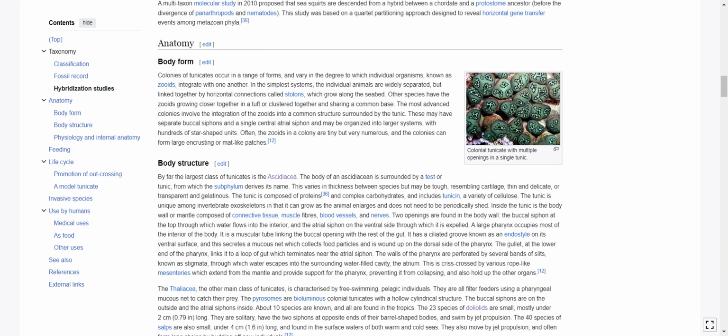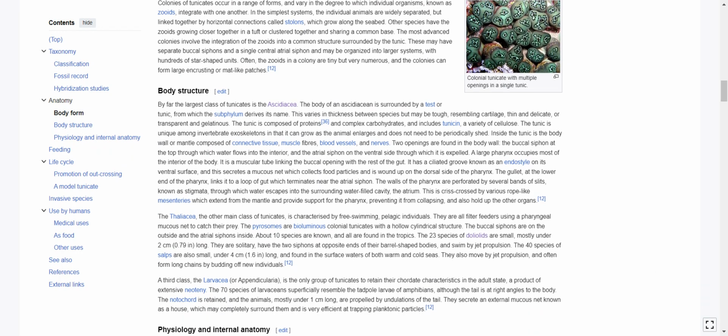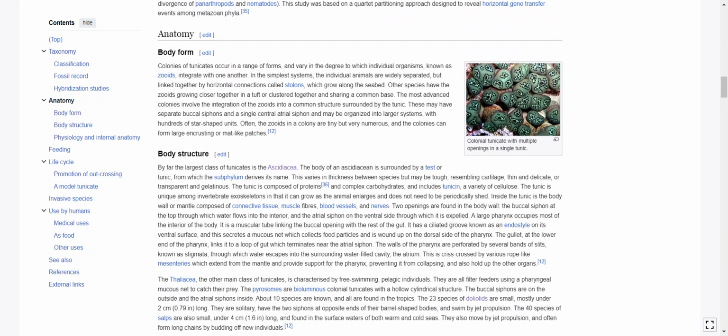Okie doke. The dog is outside, the pizza rolls are in hand. This article, I just need to be done with it. This is getting too complicated. Yeah, let me see if there's anything easily digestible here.